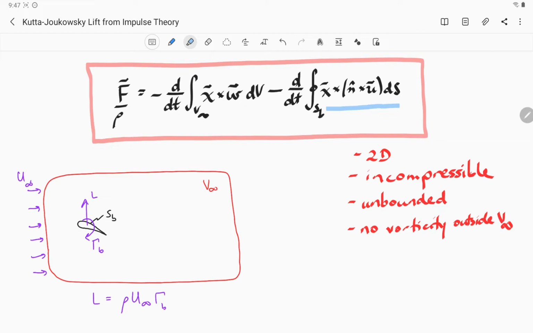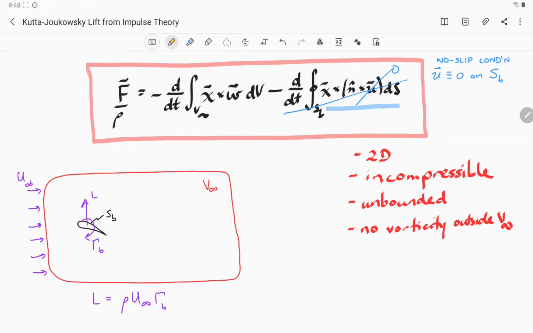So looking at SB, we've got a variable, the velocity u on SB. We can invoke the no slip condition, by which u is 0 everywhere on SB because SB is not moving. And so this second integral is not going to contribute in our derivation. And we're left only with this time derivative of impulse.